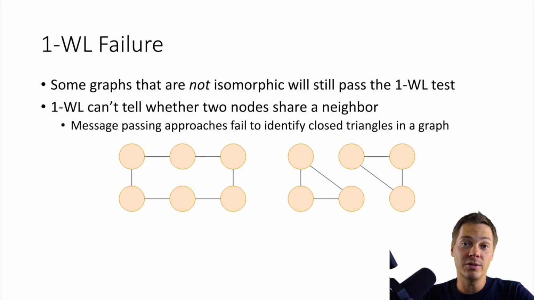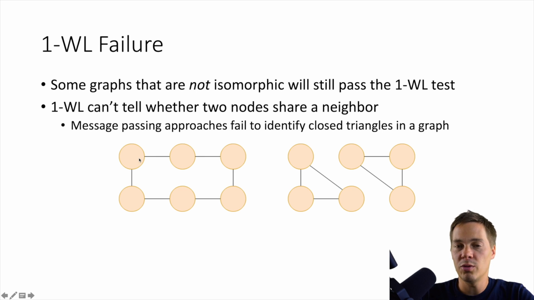There are, however, failures of this test. Some graphs that are not isomorphic still pass the 1WL test. In this example, we have a chain of nodes. Each node has 2 neighbors. Over here we have a different graph where there's 2 components. Each node still has 2 neighbors, but these are obviously 2 different graphs.